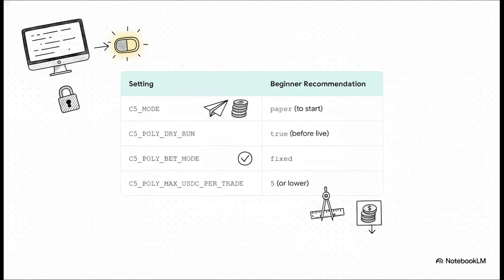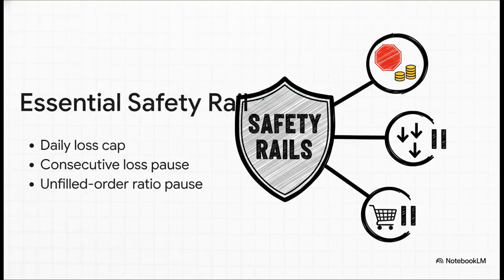So in your configuration file, these are the 4 settings you really want to pay attention to as a beginner. Always start with CFI mode set to paper. Right before going live, you'll switch CFI Poly Dry Run to true for that final check. We recommend keeping the bet mode fixed, and please start with a really small trade size, like $5 or even less.